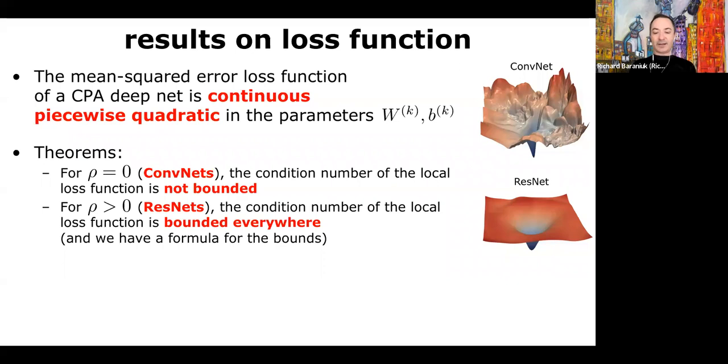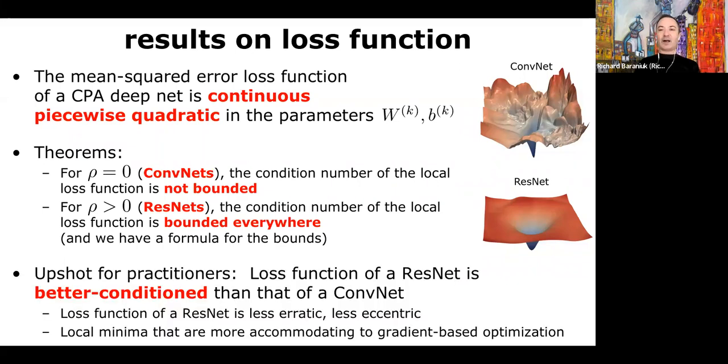Okay, so why is this useful? Well, what this tells the practitioner is that provably, we see the proof in picture on the right here, for all resnets and all convnets, the loss function of a resnet is better conditioned than that of a convnet. It's nicer, it's less erratic, it's less eccentric. It means that the local minima are more easily found using gradient-based optimization.